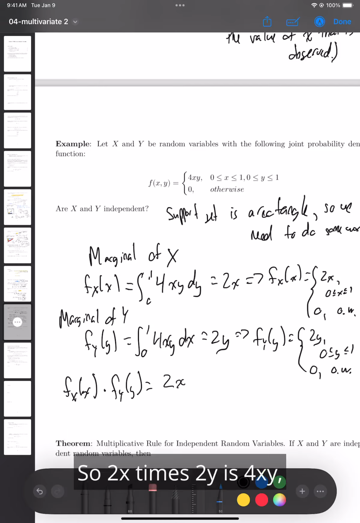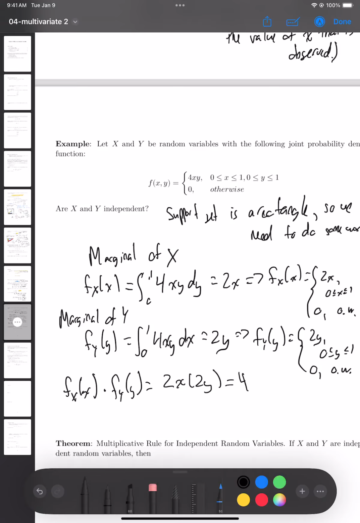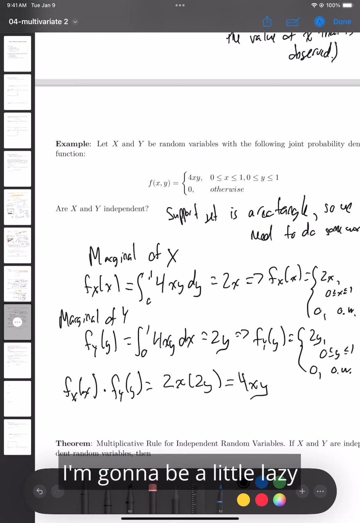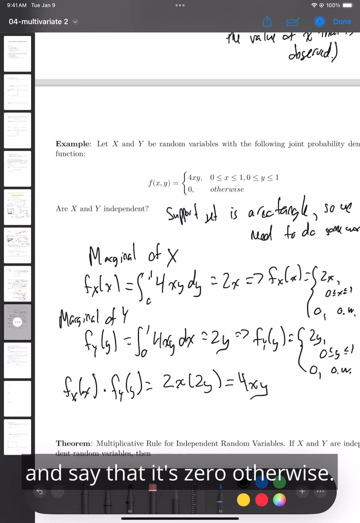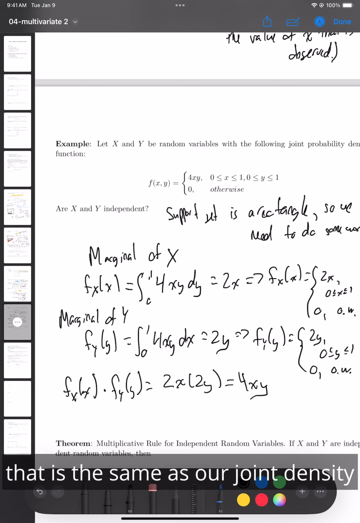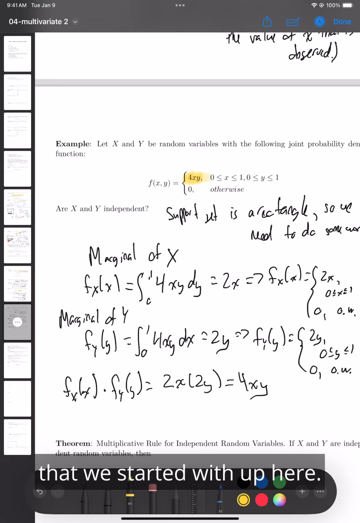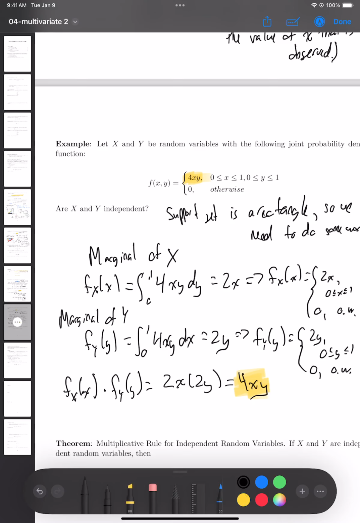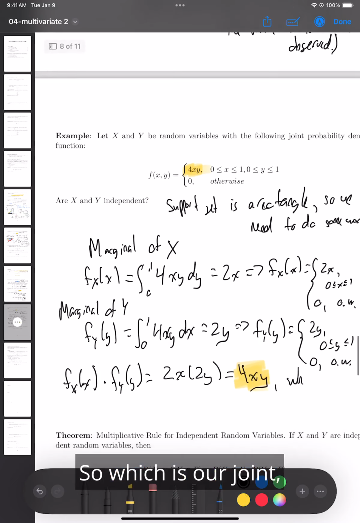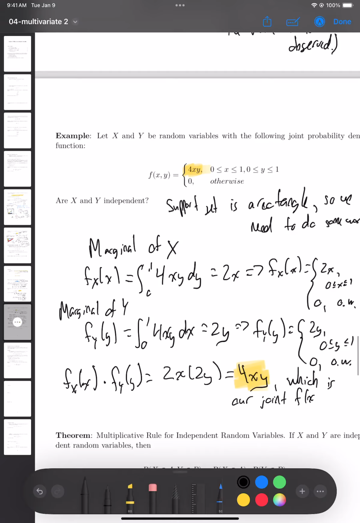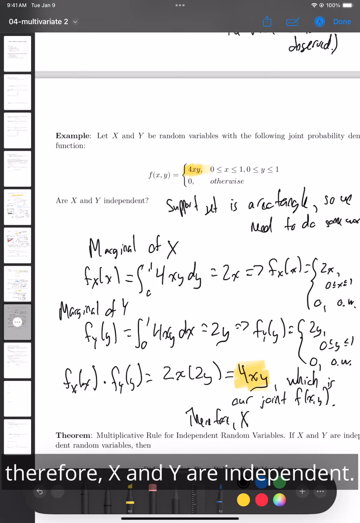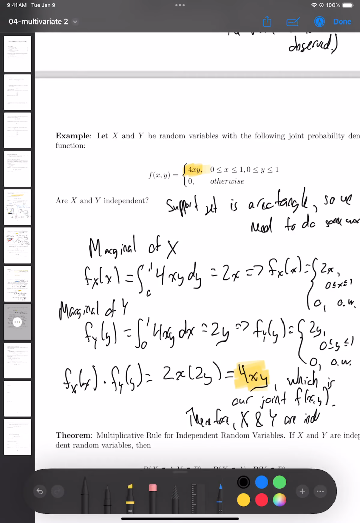So 2x times 2y is 4xy. I'm going to be a little lazy and not write the support and say that it's 0 otherwise, but you'll note that that is the same as our joint density that we started with up here, which is our joint. Therefore, X and Y are independent.